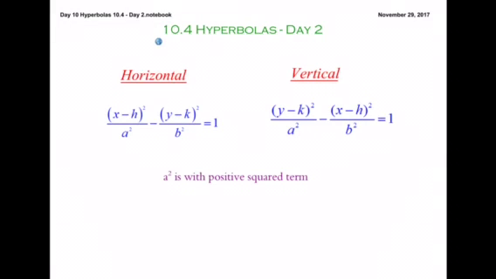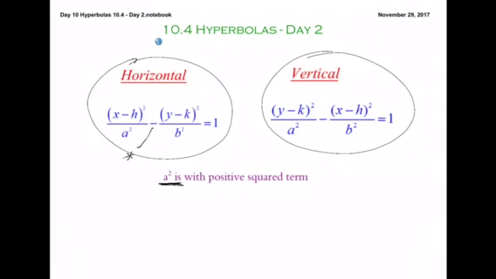Day 2, Day 10, hyperbolas. So remember, a horizontal hyperbola has the equation x minus h squared over a squared minus, key thing right here, it's a subtraction sign for a hyperbola, the quantity of y minus k squared over b squared equals 1. A is always with the positive squared term, so it always comes first.